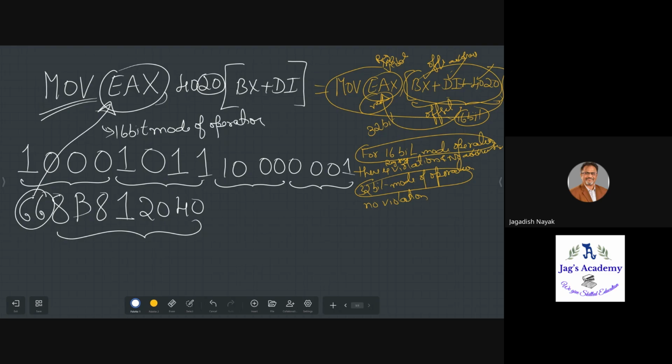Now suppose I say 32-bit mode of operation, the prefix is not 66, it is 67, because of the address violation. That's all. Suppose instead of 16-bit, I say it is 32-bit mode of operation, then that violation you have to take care of. That's all. Refer to the question.